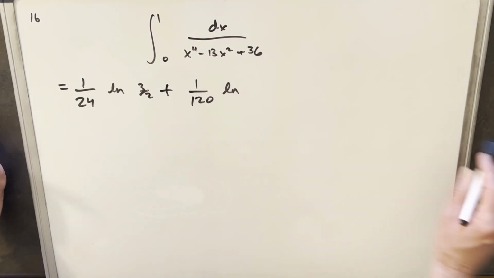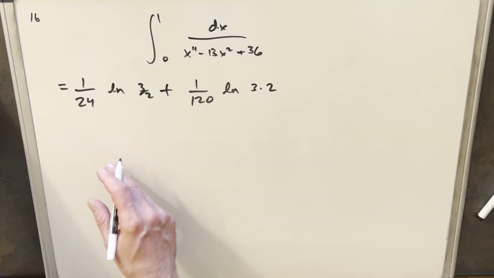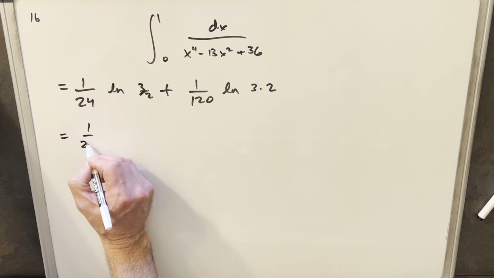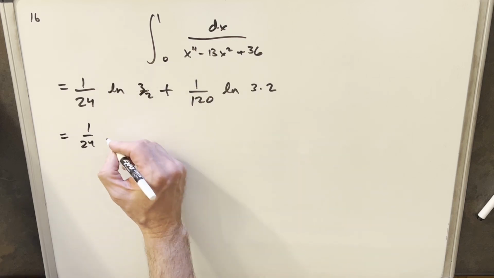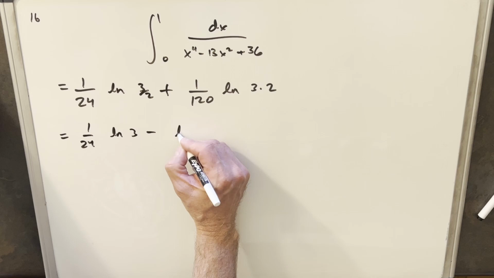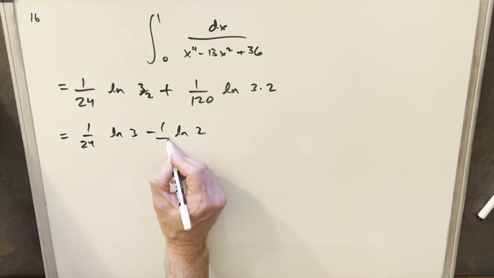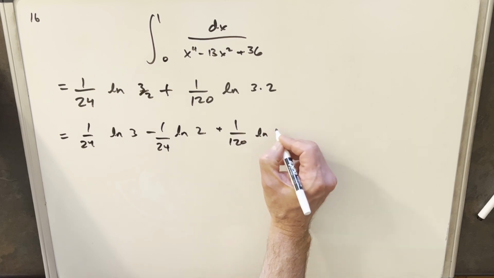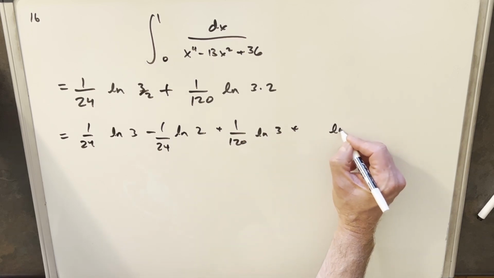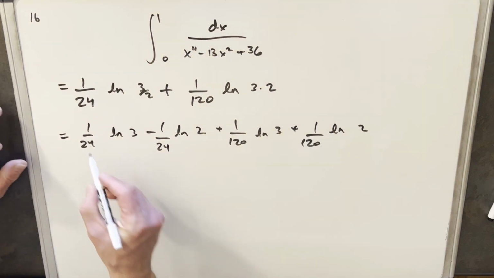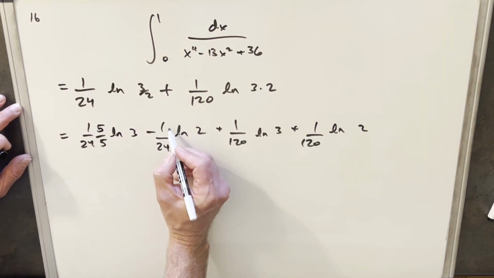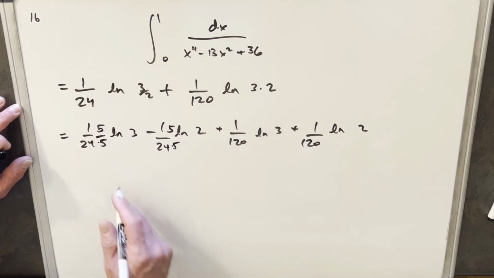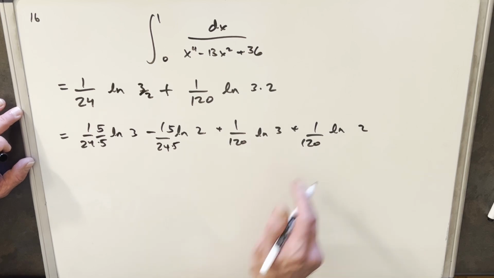But then of course 6 is the same thing as 3 times 2. Everything we have here is 3's and 2's inside the logarithm. So then using log properties, we'll write 3 over 2 as natural log of 3 minus natural log of 2, but let's not forget this 1 over 24. And we'll do the same kind of thing over here, just making this natural log of 3 plus natural log of 2. And then notice if I multiply by 5 over 5 here and 5 over 5 here, I can get this common denominator of 120. So we'll have a common denominator of 120 in every expression.